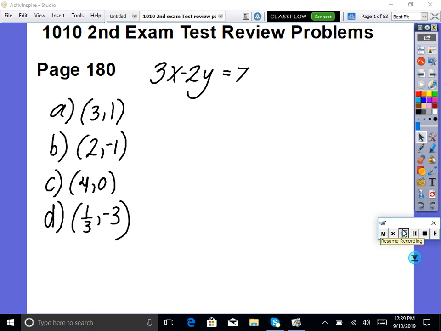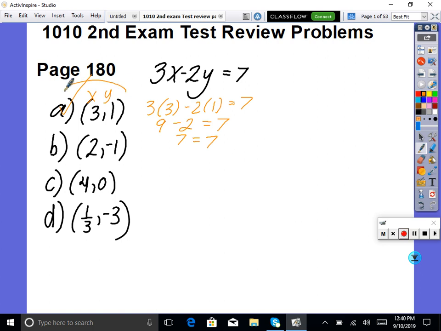The first part basically says determine which of these are actually solutions to the line. So what you do is just plug in your x and y points. We know this is x, this is y. So you'll have 3 times 3 minus 2 times 1 equals 7. 9 minus 2 equals 7. 7 equals 7. So A was a point on the line. Now you'll just continue and do that through all of these.